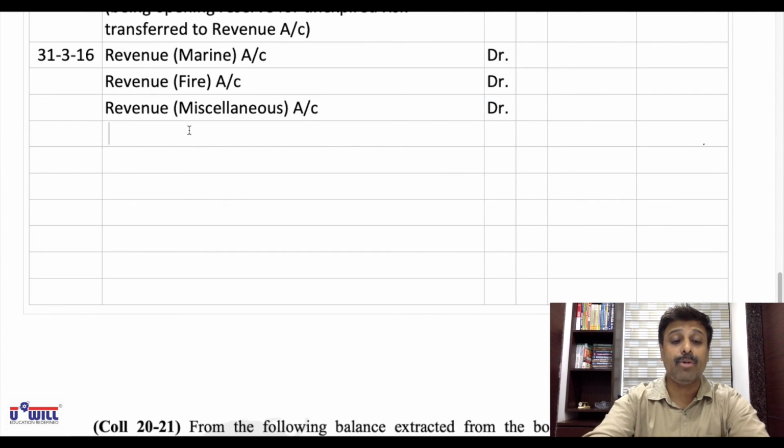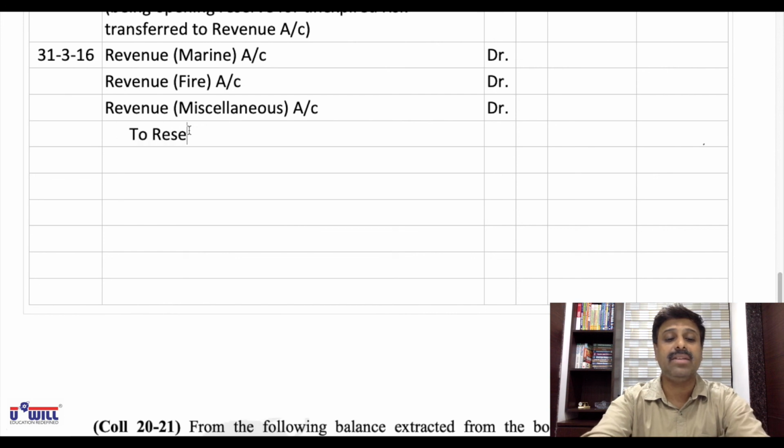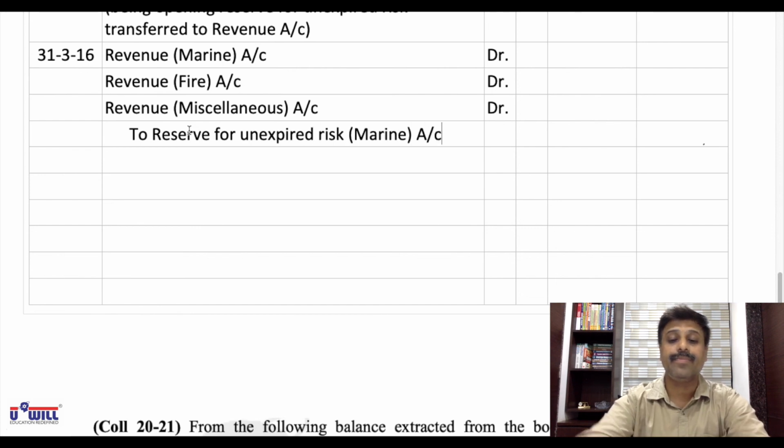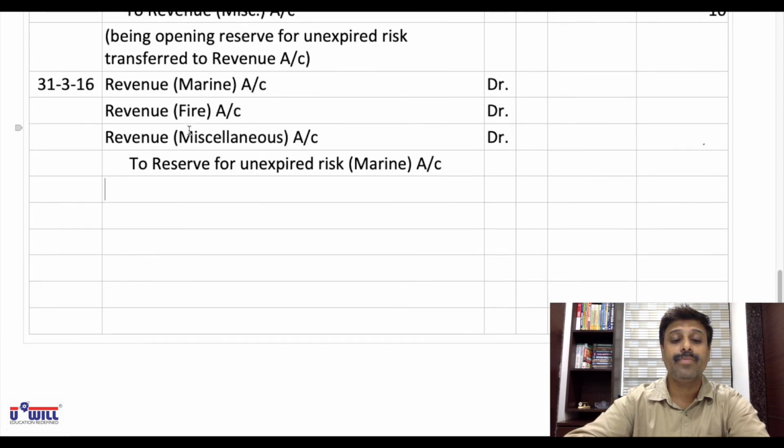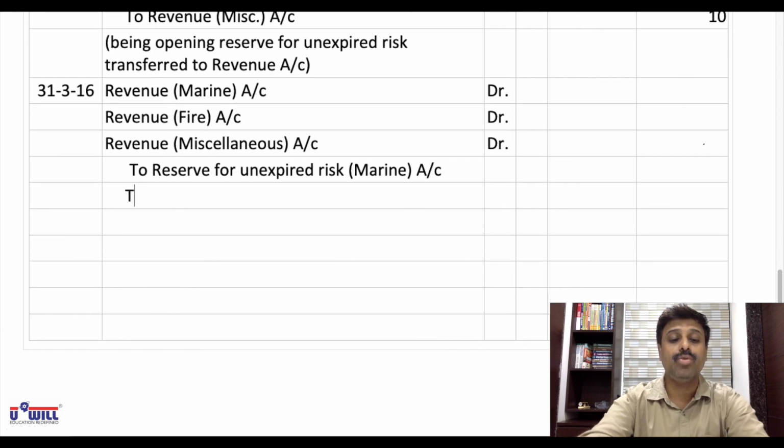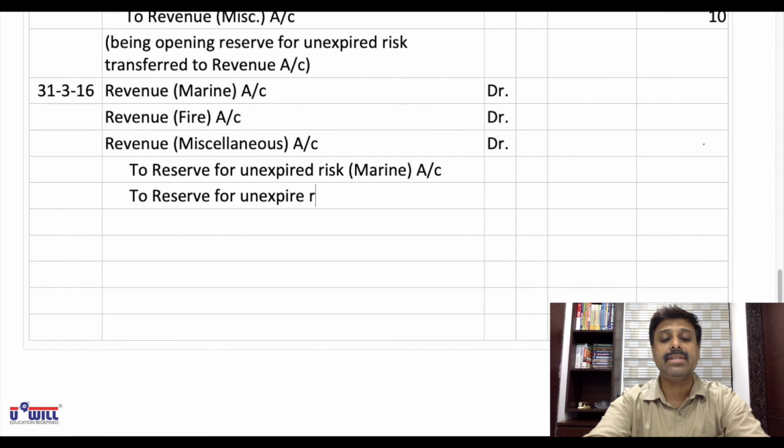and we'll transfer that amount to reserve for unexpired risk. So to reserve for unexpired risk of marine account, to reserve for unexpired risk of fire account, to reserve for unexpired risk of miscellaneous account.